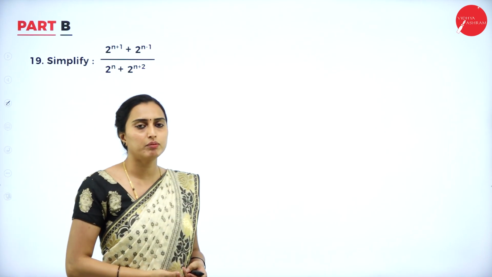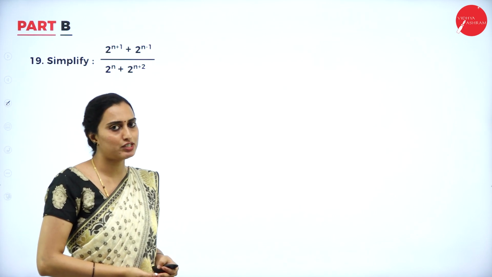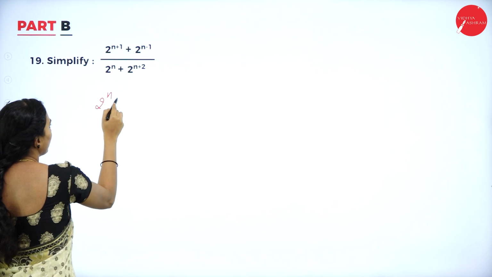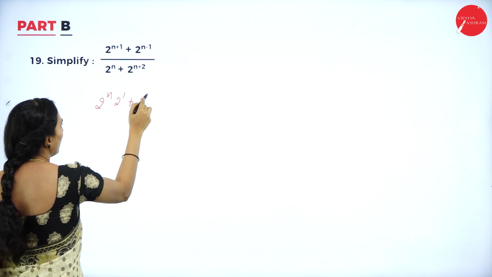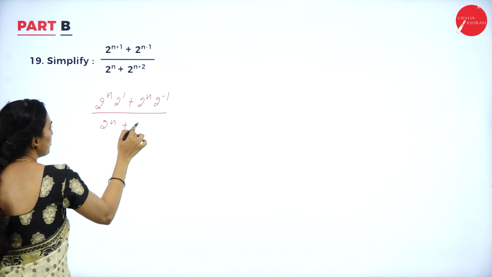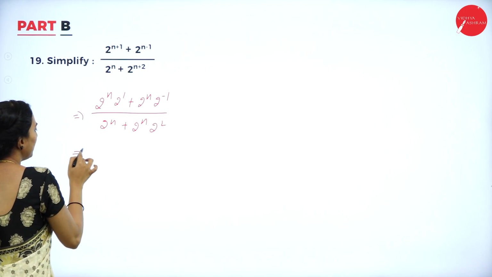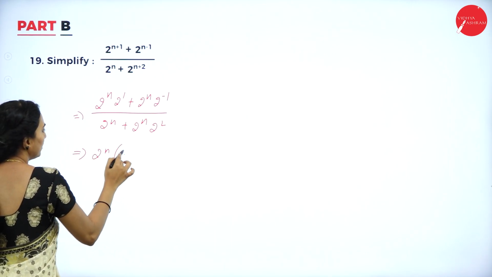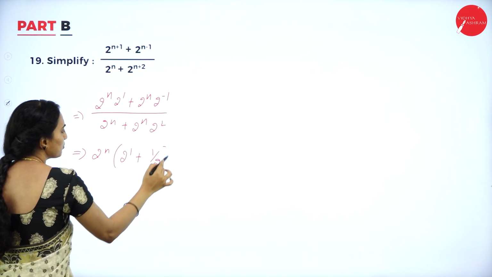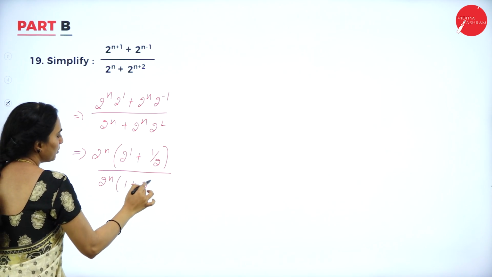Simplify (2 to the power of n plus 1 plus 2 to the power of n minus 1) divided by (2 power n plus 2 to the power of n plus 2). This is from theory of indices. You can write it as 2 to the power of n into 2 power 1 plus 2 power n into 2 power minus 1, divided by 2 power n plus 2 power n into 2 power 2. Which implies that 2 power n you can take common. 2 power 1 plus 2 power minus 1 is 1 by 2, divided by 2 power n taken common, 1 plus 2 power 2 is remaining.